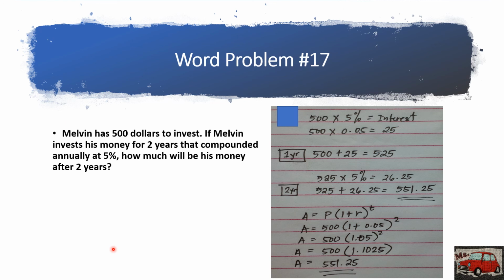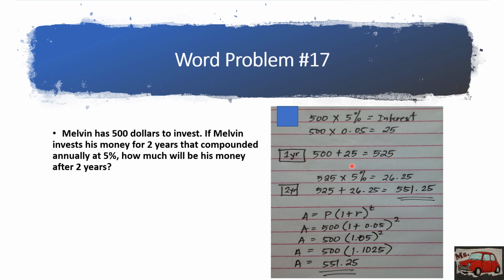Okay? So, first, we need to get the 5% of the 500 na ininvest niya. So, yung 5% na yon is 25. So, yan yung tubo, yung interest. Okay? So, in 1 year, tumubo na ng 5% yung $500 niya. So, idadagdag mo na yun dun sa investment niya. So, in 1 year, ito na yung pera niya, 525.